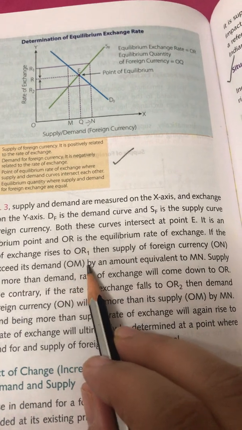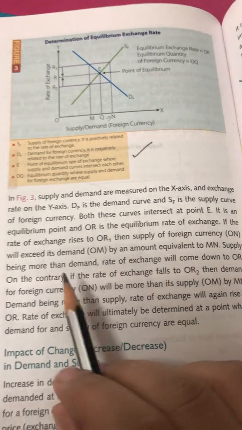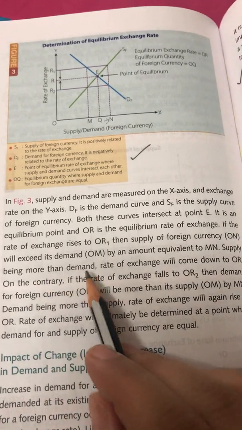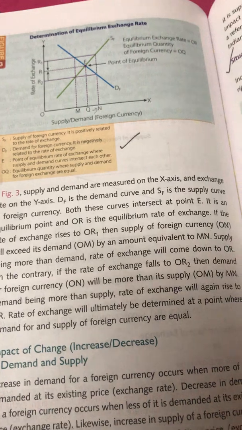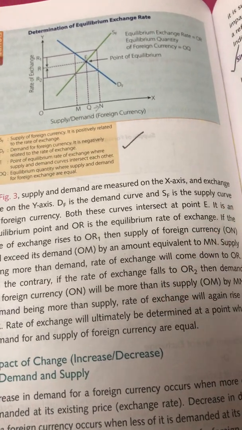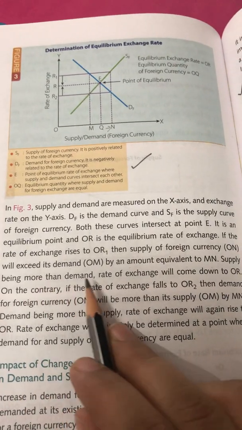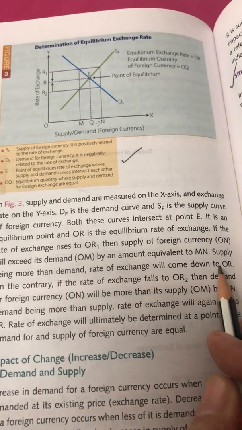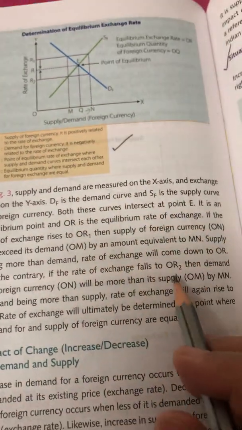From OM by an equivalent amount to MN. Okay, supply being more than demand. So when supply is more, we don't value that particular thing, and then automatically the price is going to come down. Supply being more than demand, the rate of exchange will come down to OR. Again, the rate of exchange is going to come down to OR.